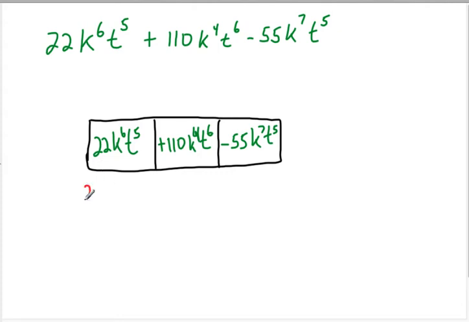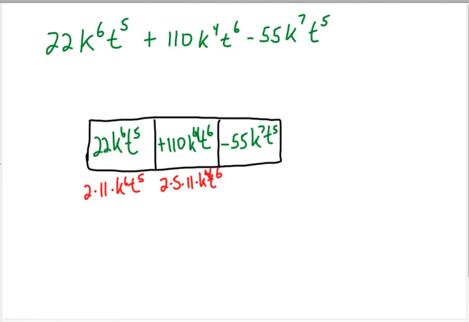So 22 is made up of 2 and 11, and then we just have k6t5. And then 110 is made up of, well, 11 times 10, but then we have 10 is 2 and 5. So 2, 5, 11, and then k4t6.